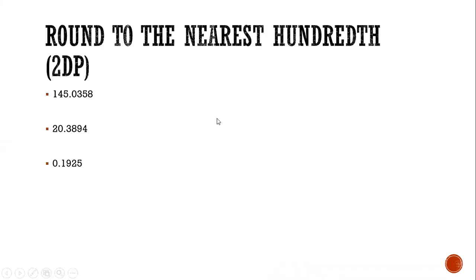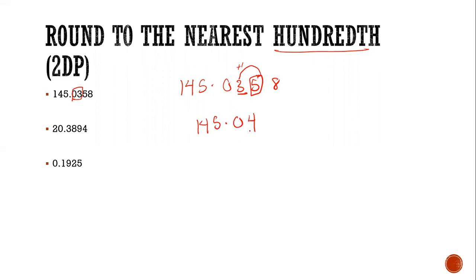All right, now round to the nearest hundredth. That will be 2 decimal places. So we have 145.0358. Where's the hundredth? It's 3. The number after the 3, is it 5 or more? Yes, it's 5, so we're going to round it up. We're going to add 1 here. It becomes 145.04, 2 decimal places.